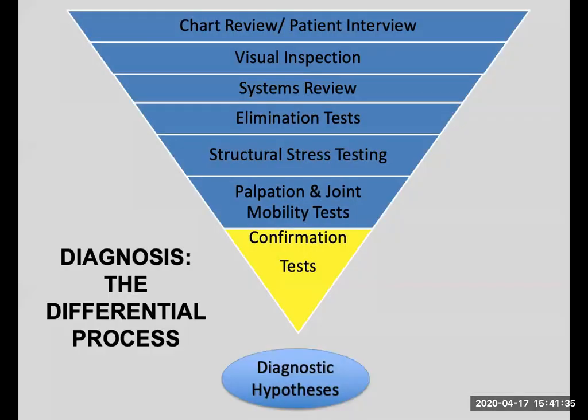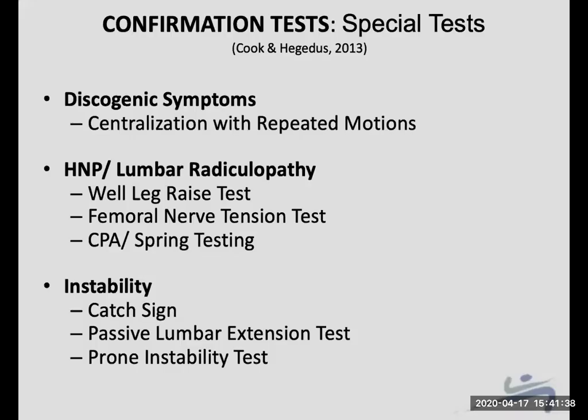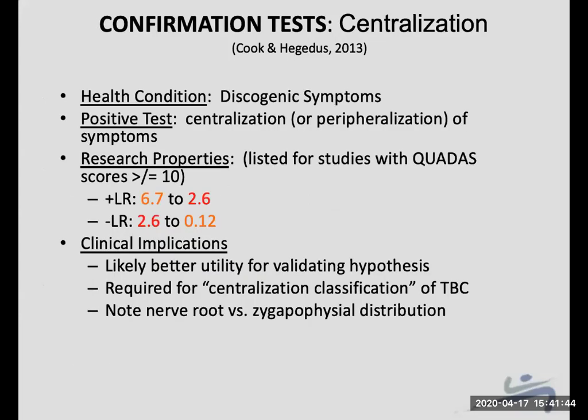All right, now on to confirmation tests and the utility of different tests listed here, and repeated motions coming up first, or centralization. So remember talking about this with active range of motion. So you might even be doing this at the time of your quarter screen. However, it's placed here in our exam as it's best for confirmation. So that being said, look at our positive likelihood ratio being nice there, 6.7.